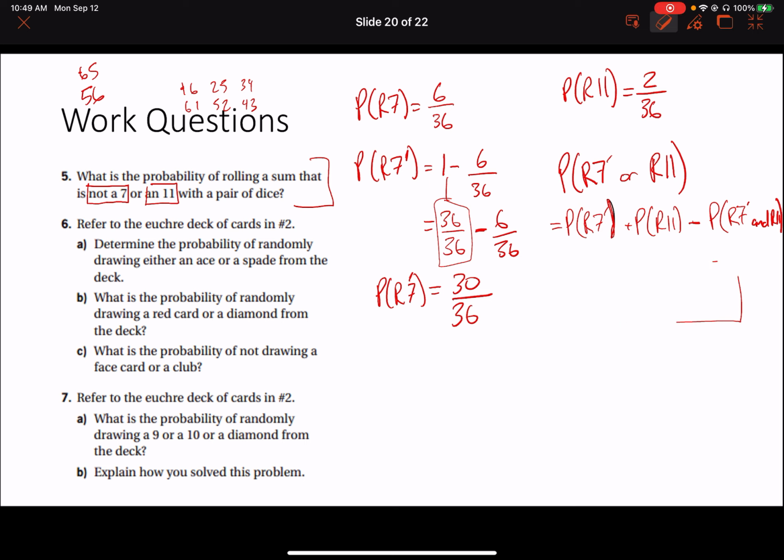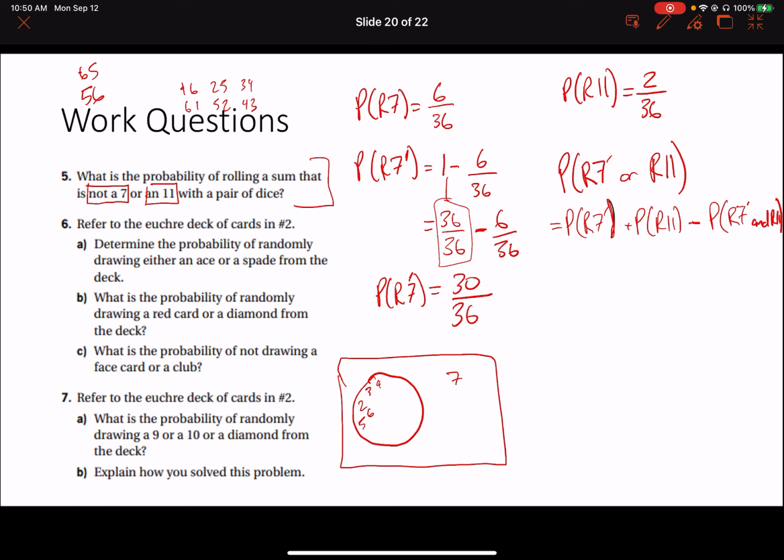Well, the truth is, as you saw in the Venn diagram, I'll draw it a little bit more clearly here. Basically only 7's are on the outside, and we had 2, 3, 4, 5, 6, 7, 8, 9, 10, 11, and 12 in here. And when it rolls 11, that's fully in there, right? So we're just going to subtract it anyway. So the probability of R7 and R11 is just simply the same thing. So it's actually the probability of not 7. We'll see how that works in a second.